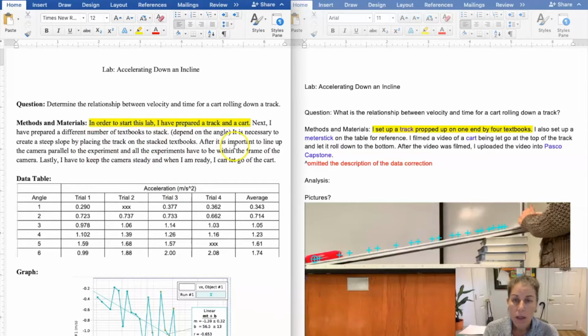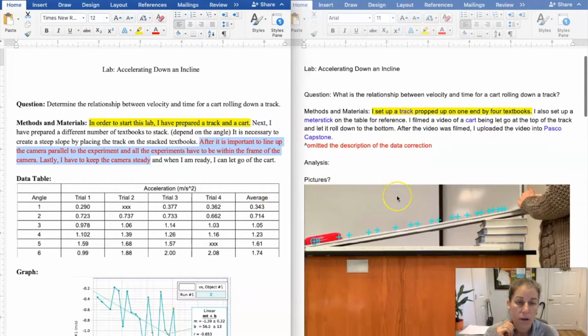Here, it says after, it is important to line up the camera parallel to the experiment. This is really important, and have all experiments be within the frame of the camera and keep the camera steady. So this part here is very important, and I would add that to this other one, right? That's a good piece of information.